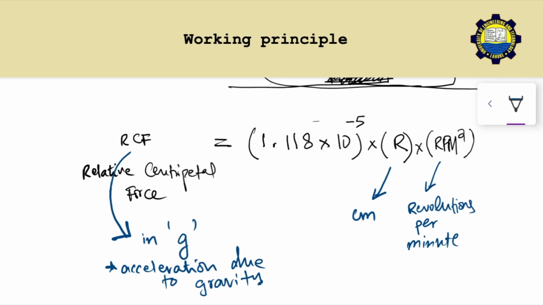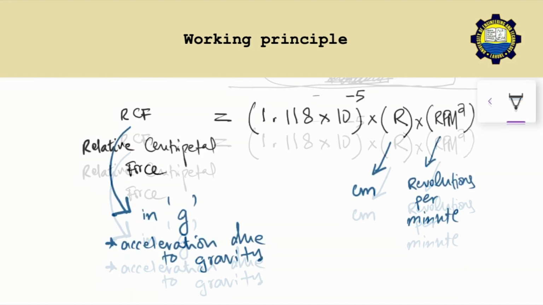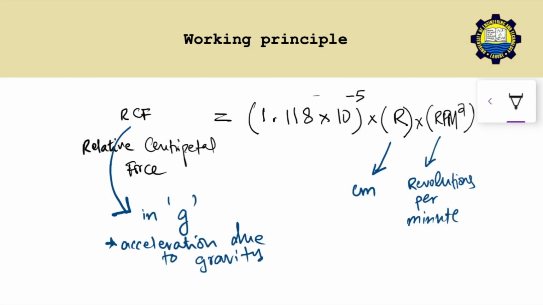That is how we can compute, for a given radius, how much RPM we are going to need if we have a certain centripetal force requirement, or how much centripetal force we are going to get if we spin a centrifuge at a particular RPM. So we're going to have some questions based on these during the class, and we will discuss more of this then.